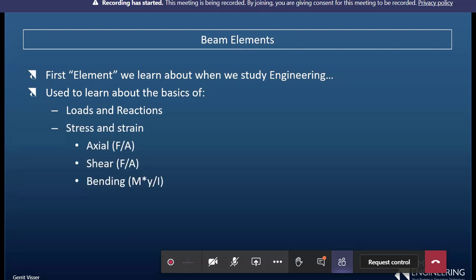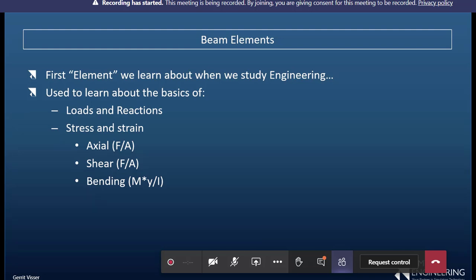We also learn about the basics of stress and strain. So axial stresses, the axial load divided by the area, shear stress, which is the shear force divided by the cross-sectional area, and the bending moment, the moment times the height divided by the cross-sectional inertia of the section. So the first one is constant over the whole section. The second one is again constant over the whole section, but in a different direction, a shear instead of a direct stress. But the last one varies linearly from, let's say, maximum to negative that maximum at the other side of the beam section.